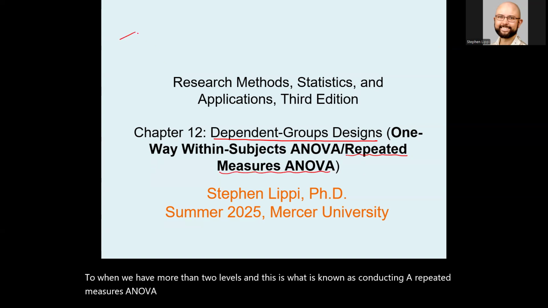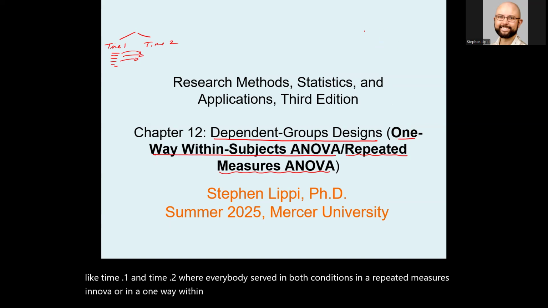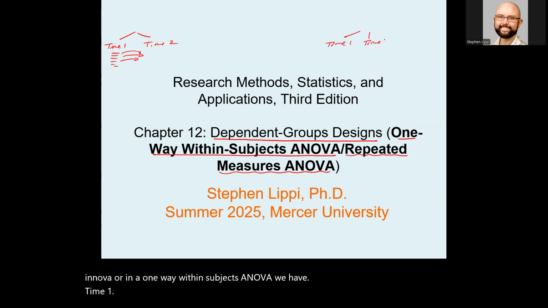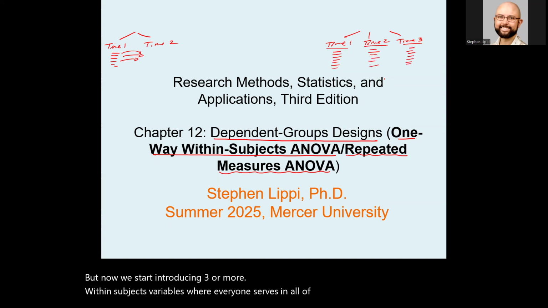So while a dependent samples t-test looked like this, we had something like time point 1 and time point 2, where everybody served in both conditions. In a repeated measures ANOVA, or a one-way within subjects ANOVA, we have time 1, time 2, but now we start introducing 3 or more within subjects variables, where everyone serves in all of the conditions, so more than 2.